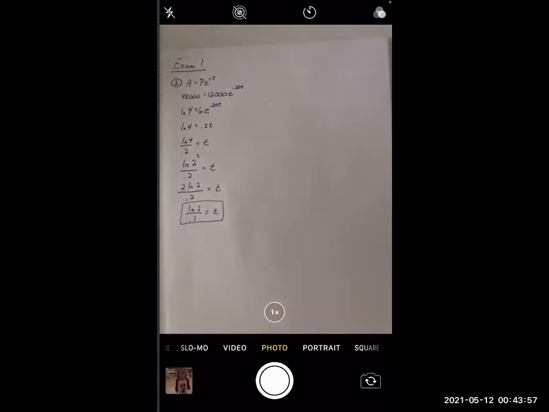All right, I'm going to skip around a little bit to one that relates to it because it was another log property. This one was number 11.